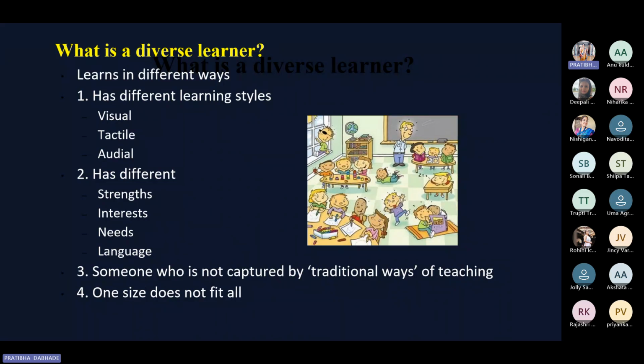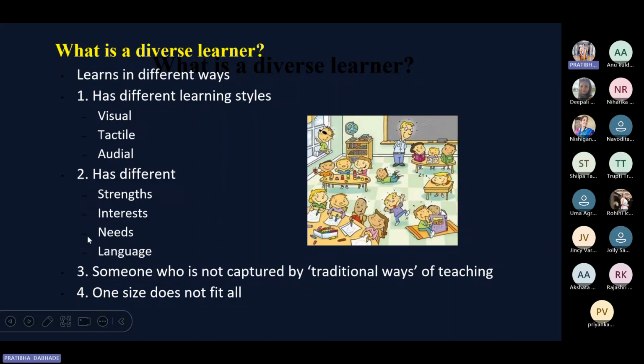You can see differences can be made on the basis of the strength of the student, the interest of the student, the needs of the student, and the language. Because now you know that many students are studying in English medium schools, right? And they are from different socio-economic backgrounds. For example, in metropolitan cities, the citizens are from different states. They are having their particular regional languages.